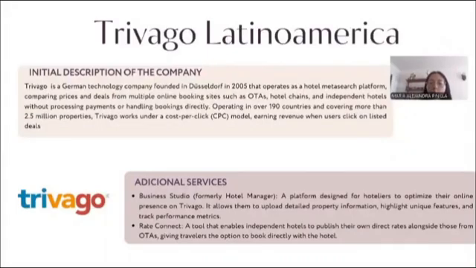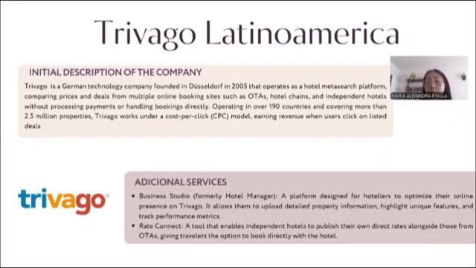So today I'm going to give you a brief introduction to Trivago. Trivago is a German technology company founded in Düsseldorf in 2005. It works as an automated search platform, meaning it doesn't sell rooms directly.